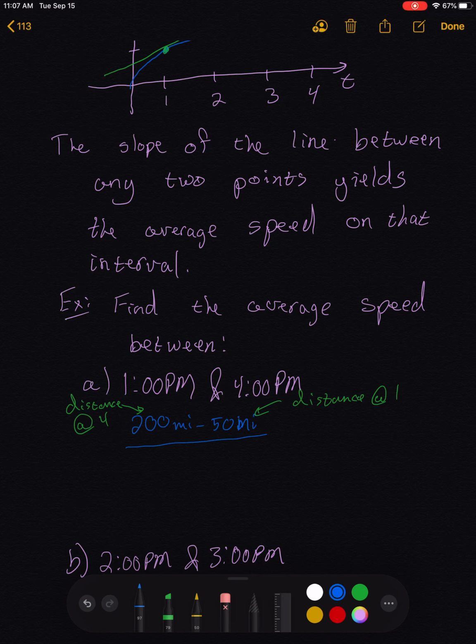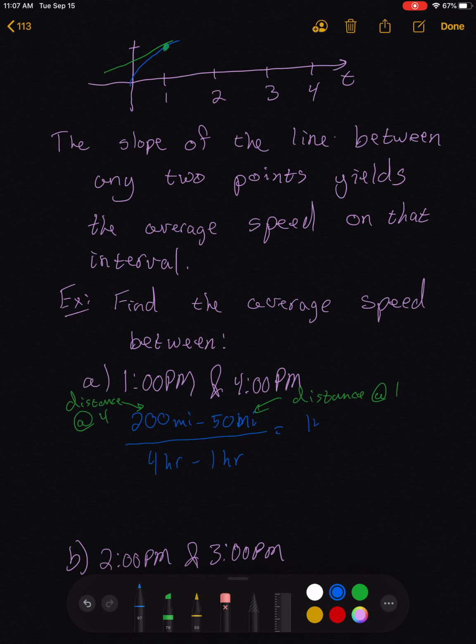On the bottom, I'm going to subtract: we traveled for 4 hours minus 1 hour, between 1 and 4 p.m. So this tells us how long we were traveling for. The numerator of 200 minus 50 gives us 150 miles. That's how far we traveled on that interval. And 4 hours minus 1 hour gives us 3 hours. That's how long we were traveling for.